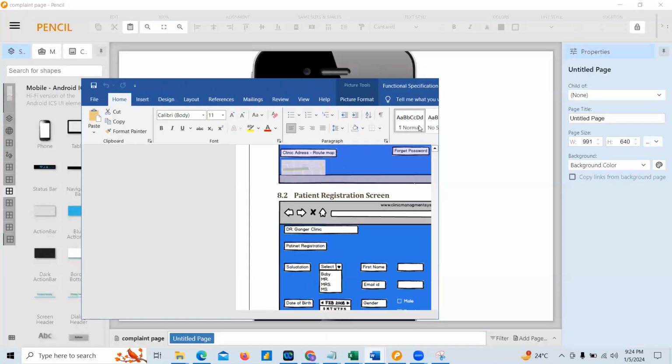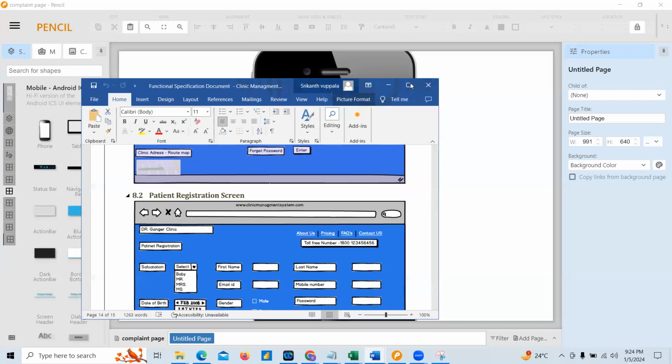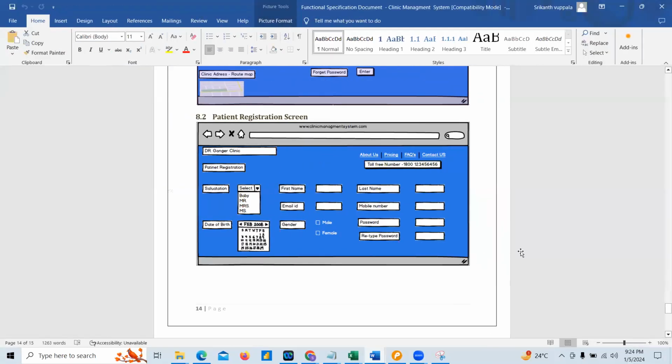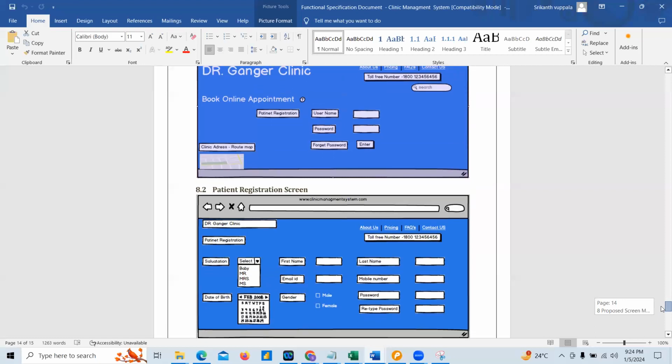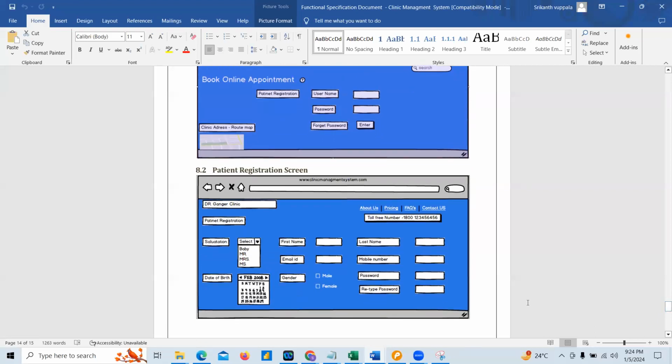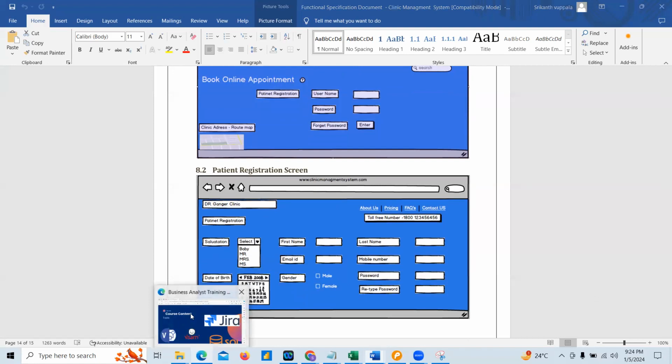This is also from the previous batch. This is a functional requirement document. In the FRD we will put all these mock-up screens and everything. I'll teach you the concept of how to do the mock-up screens. You can apply the same in any of the tools.